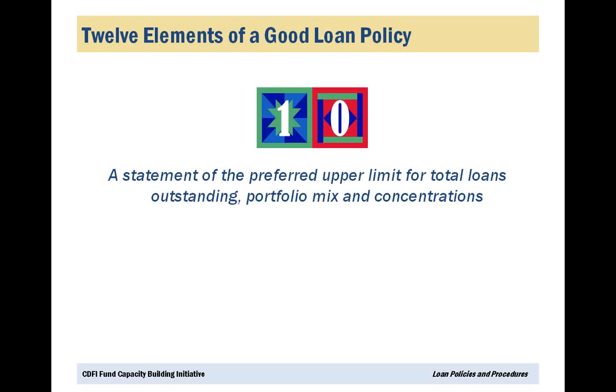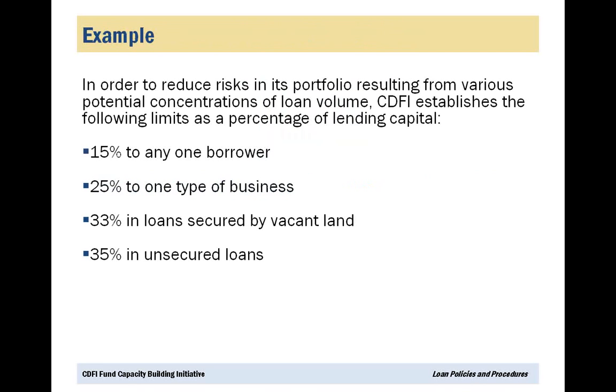The next element is element 10. And this is starting to get at managing risk of the whole portfolio as opposed to individual loans. And loan policies do that. They get at the risk of individual loans, but they also help you think about your portfolio from a more macro level. And this is saying, for example, you might have this in your loan policies. In order to reduce risks in its portfolio resulting from various potential concentrations, this CDFI establishes the following.